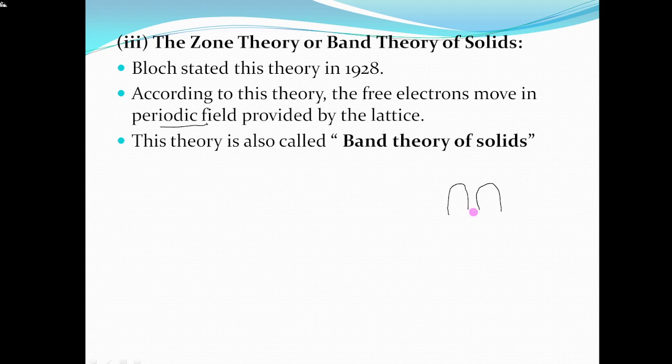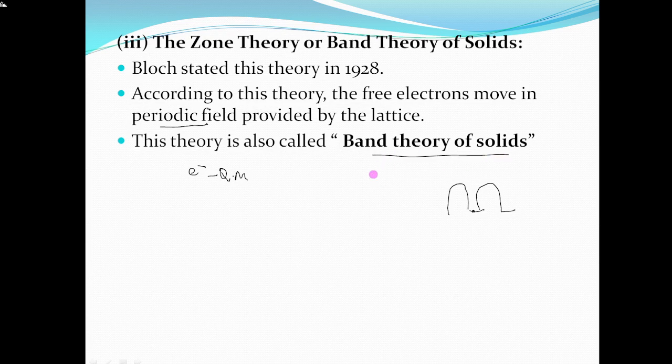It may be maximum at some place, it may be minimum at some place, it can be zero at some place, but it is repeated. So, it varies periodically. Here, these electrons obey quantum mechanics, quantum laws. And the zone theory is also called band theory of solids.